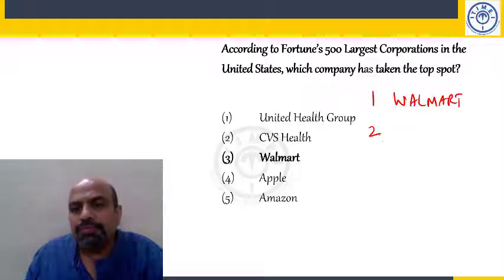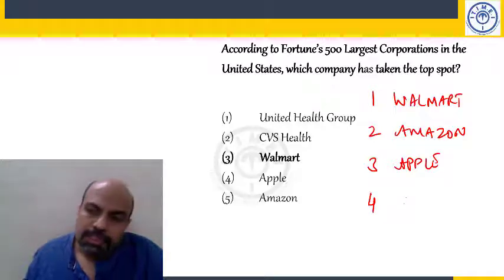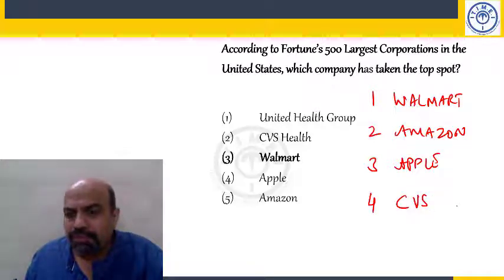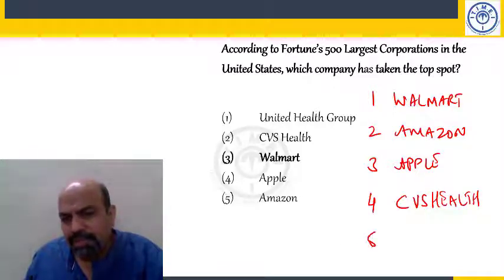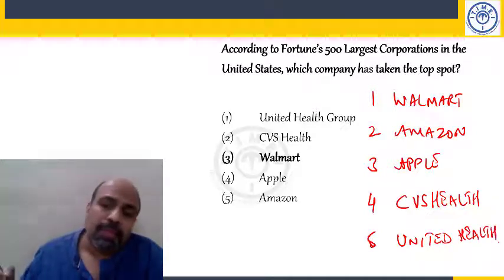Two, Amazon. Three, Apple. Four, CVS Healthcare or CVS Health. It's already mentioned. I know it's mentioned, but I normally like to write. Okay, United Health is in the fifth place. These are all by volume of sales, sales revenue, man. These are huge companies.